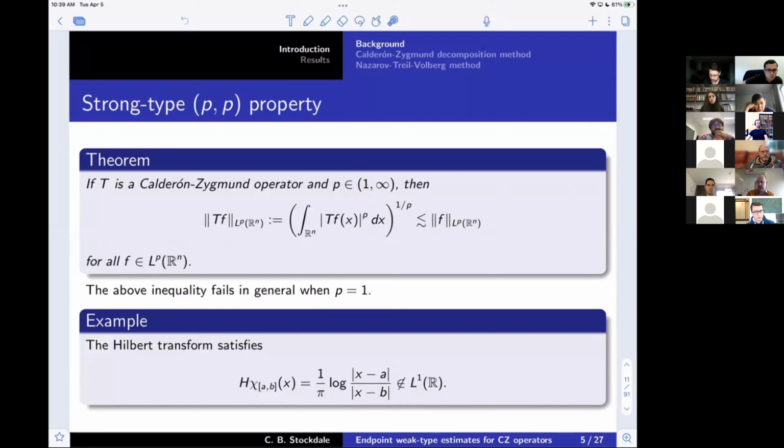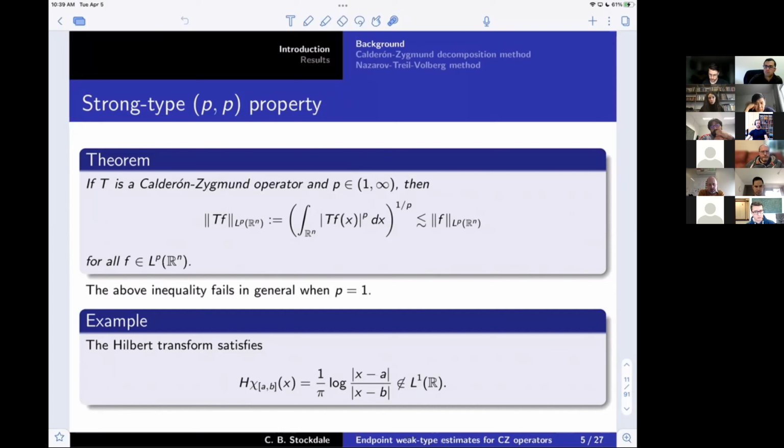And you can see that by considering the Hilbert transform. If you compute the Hilbert transform of just a characteristic function of an interval, you can directly compute that and you get this logarithmic expression. And that function is not even in L1. So there's no way that the Hilbert transform could be bounded on L1. If you have an L1 function, this easy characteristic function, the image under the Hilbert transform is not even an L1 function.